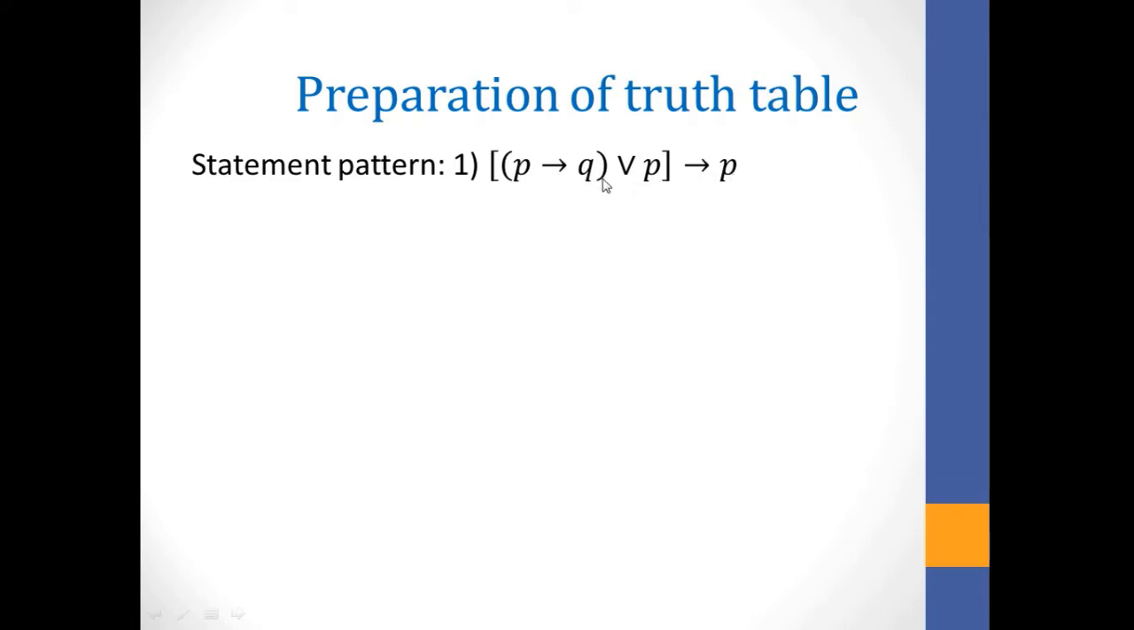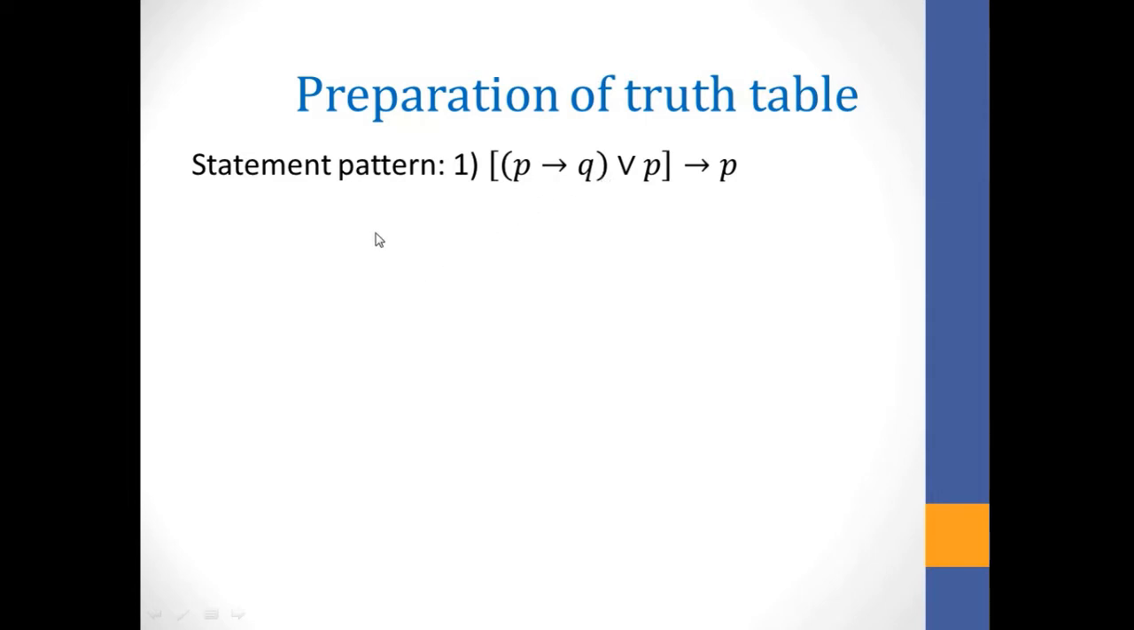implies P). Now in this statement pattern there are two statements P, Q and three logical connectives. This is implication, then this is or, meaning disjunction, and this is again implication. So we have to count this separately, this one and this one, 1, 2, 3. So 2 statements and 3 connectives.